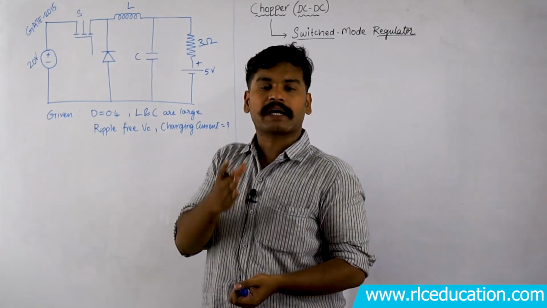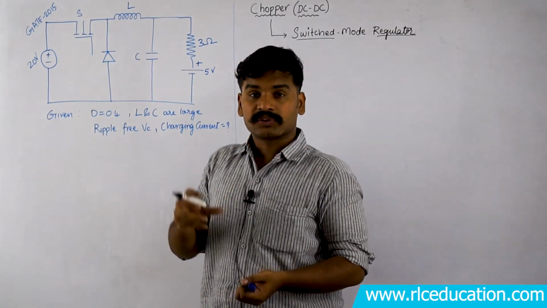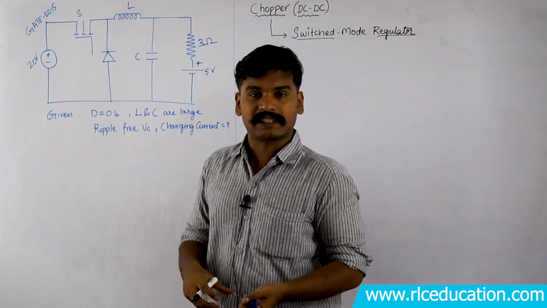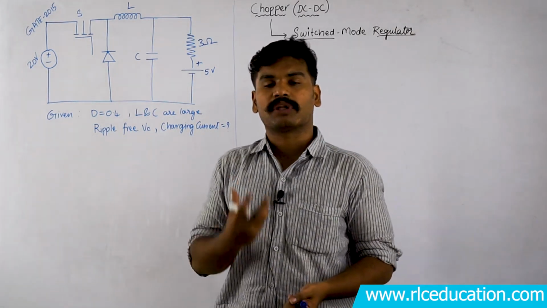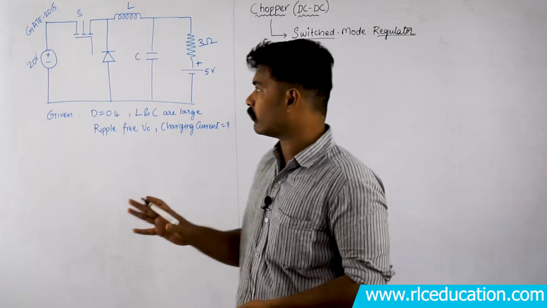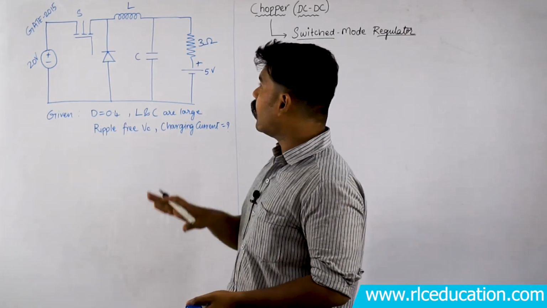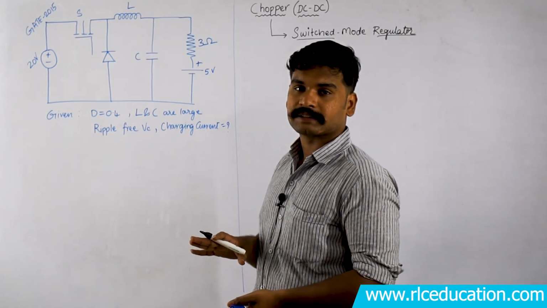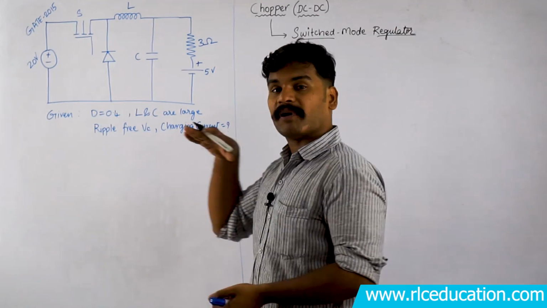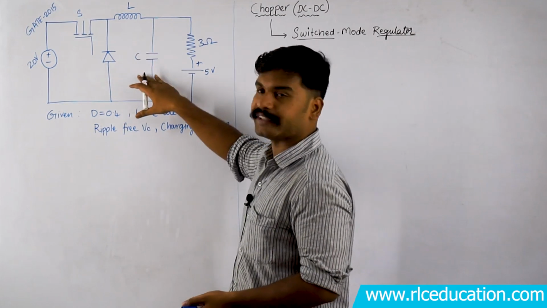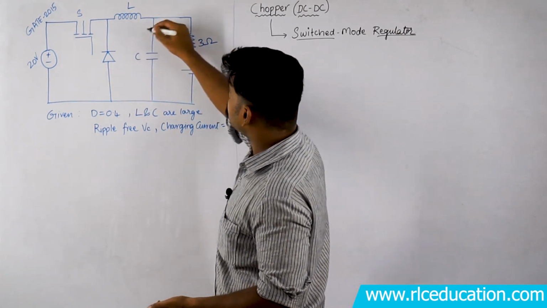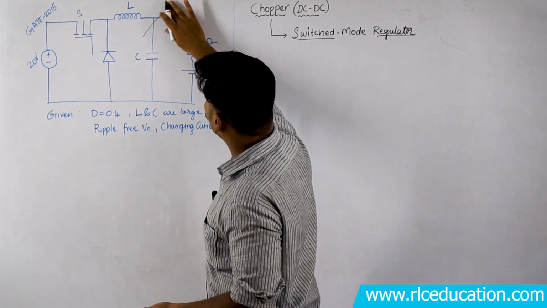So when you are chopping a current or voltage, what happens? There is a chance of harmonics entering into the system. Once harmonics come into the system, the performance of the load, the performance of the system, everything will smash down. So in order to regulate the effect of harmonics, and in order to make the DC power flow smooth, we require a filtering circuit which is L and C. L and C basically forms what is called a low pass filter.